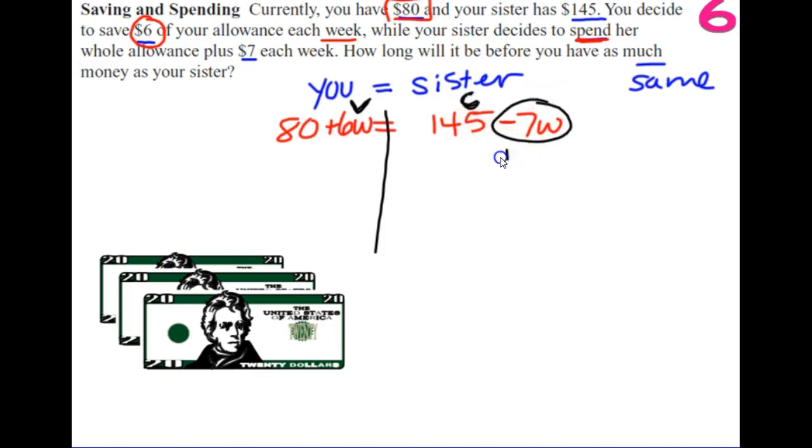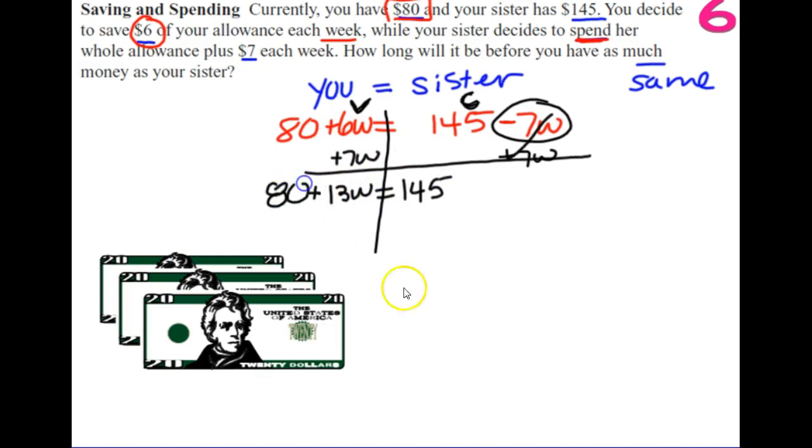So to move this to the other side, I'm going to add 7w. Those eliminate. 6 plus 7 is 13w, and we have the 80. So we need to get w by itself. Let's subtract 80. Those are gone. We have 13w. 145 minus 80 should give us 65. If we're not sure, 5 minus 0 is 5. 14 minus 8 is 6.